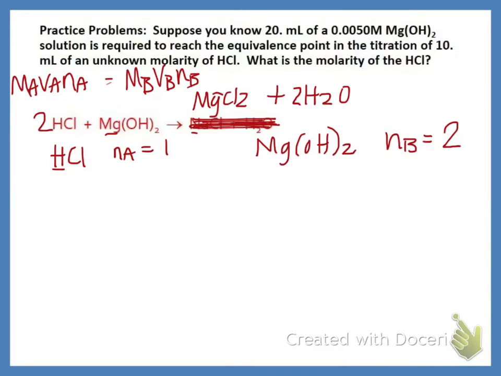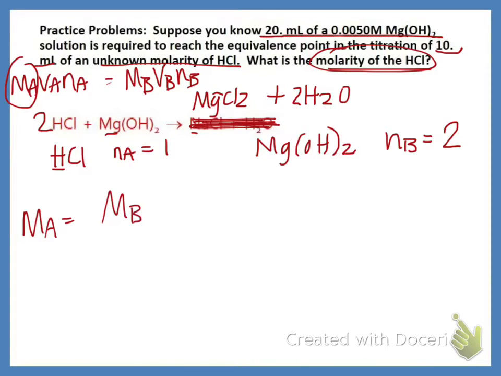Okay? So we have 20 mils of magnesium hydroxide at that concentration, and we titrate it, and we see that it took 10 milliliters of our unknown acid, and we want to solve for the molarity of the acid, so that's what we're going to be looking for. So we're going to be solving for Ma. So we're going to rearrange, and we're going to say Mb, Vb, Nb over Va, Na.